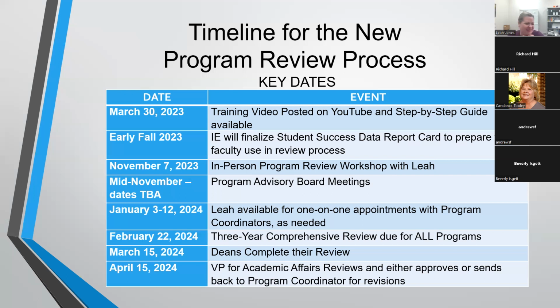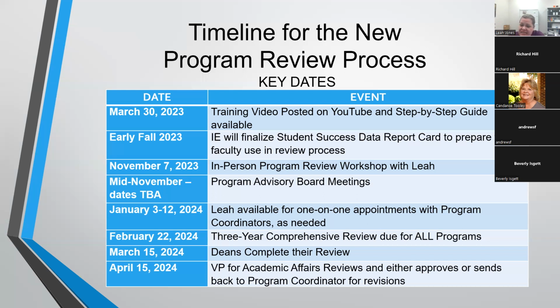Due date, February the 24th, your 3-year comprehensive program review will be due for all programs. So previously we staggered due dates. Now that we've changed this process to an annual one, everybody is going to have these program reviews due at the end of February every year. So this first one will be the 3-year comprehensive, and that'll be due on the 22nd of February.